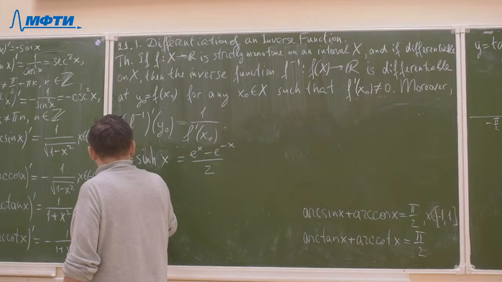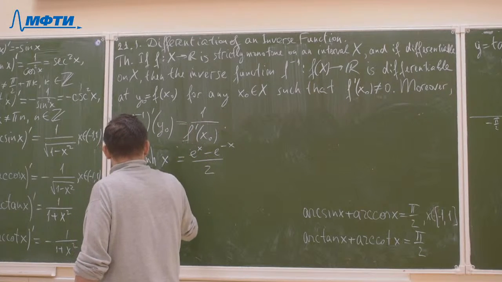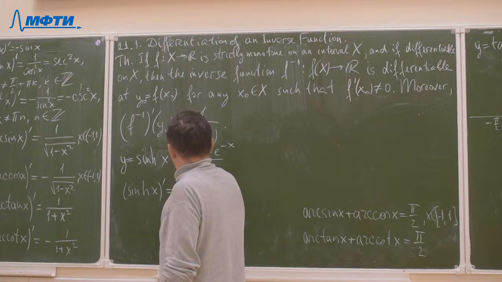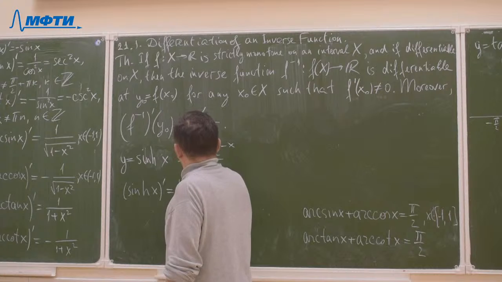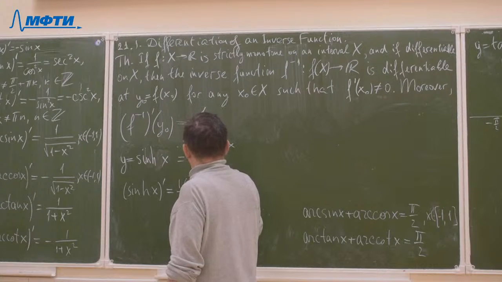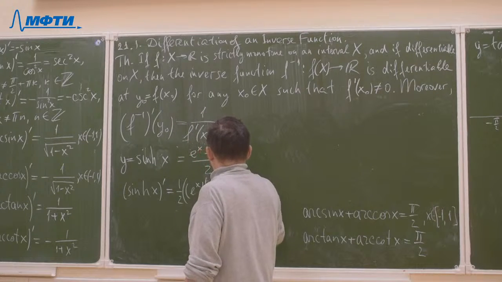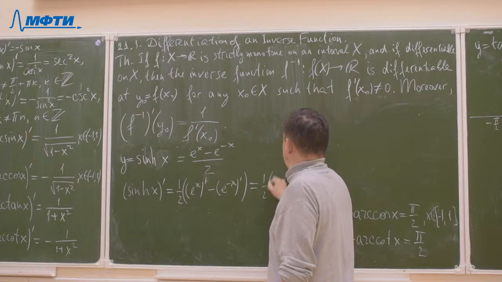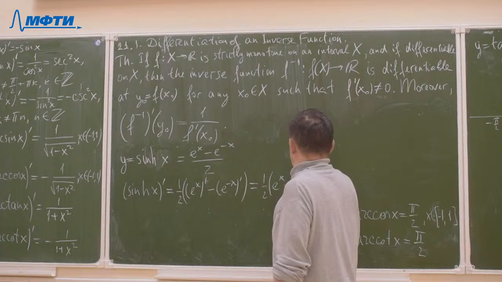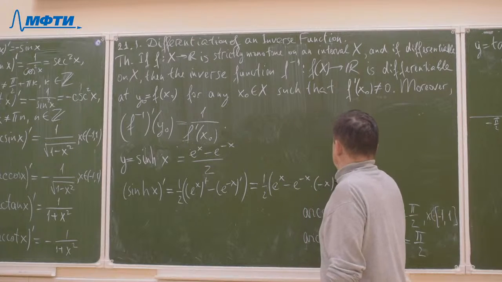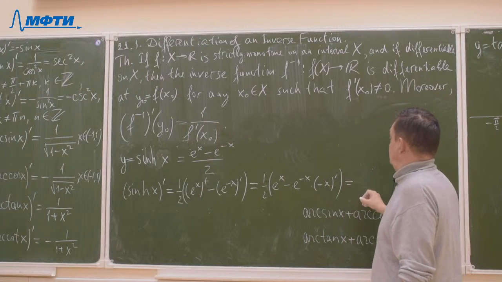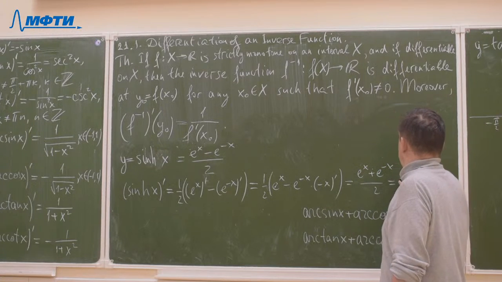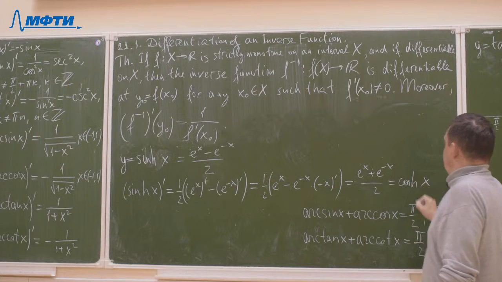So sine hyperbolic x prime equals 1/2 times e to the power x prime minus e to the power minus x prime. We use the chain rule here, so 1/2 e to the power x minus e to the power minus x times minus x prime, and it gives e to the power x plus e to the power minus x over 2, which is cosine hyperbolic x.